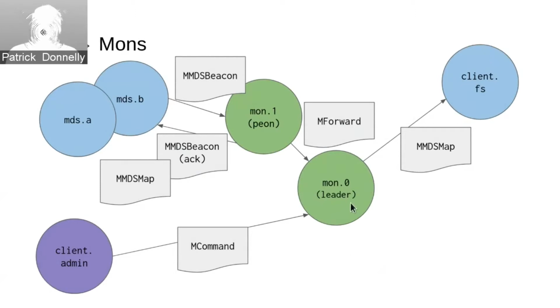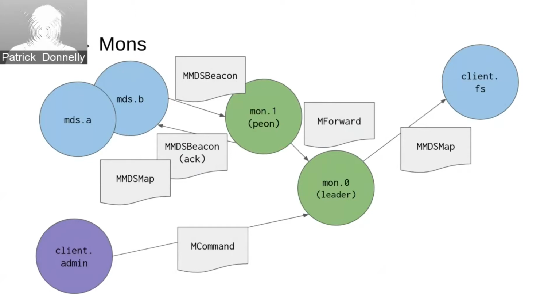Any questions about this diagram? I have one, Patrick. Sure. Is it always the leader that distributes the MDS map, or can a peon also do it once all the monitors have agreed upon the Paxos state? They can all distribute the MDS map once they've agreed.